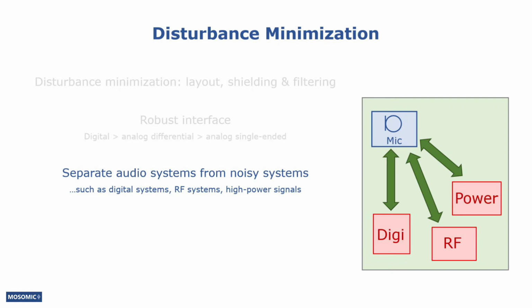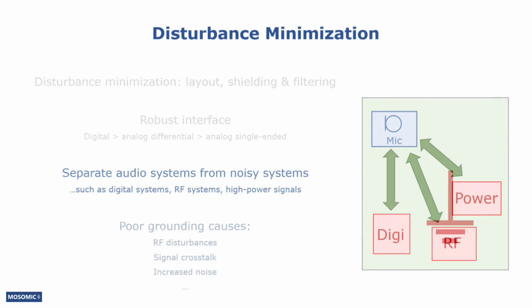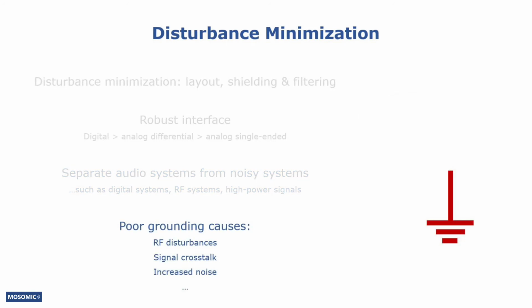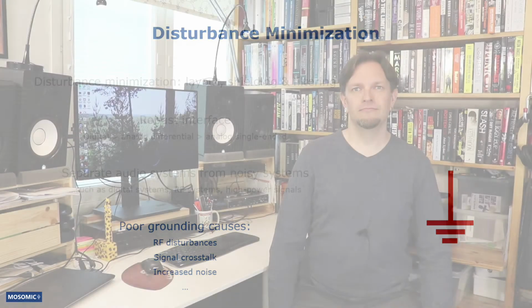There should be no potentially disturbing signals near the microphone on any layer of the device circuit board. Grounding is one of the most important things to get right in the electrical implementation of a MEMS microphone into a device. Problems with grounding are likely to cause microphone signal quality problems, such as RF disturbances, signal crosstalk from other traces, and increased noise.